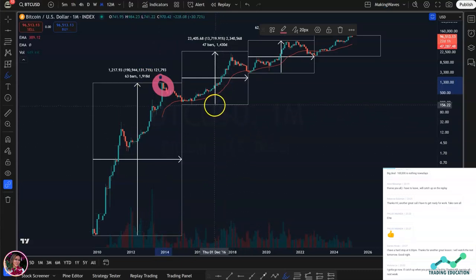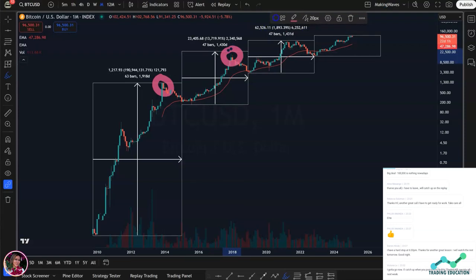In the 2017 cycle, it happened December 2017. Look, it happened on the right side, not the left, the right. In the 2021 cycle, we got the top in November 2021. Now it's on the right, not the left.